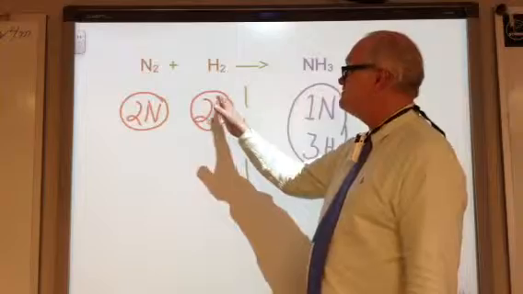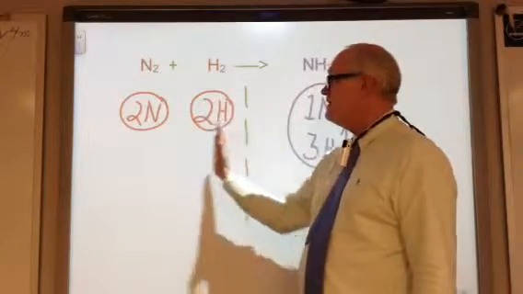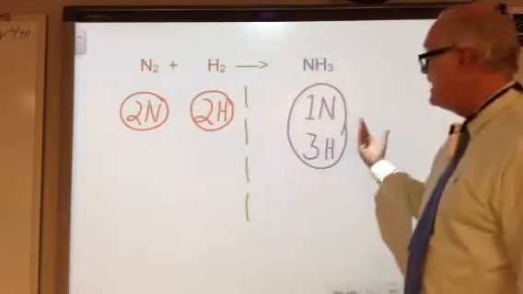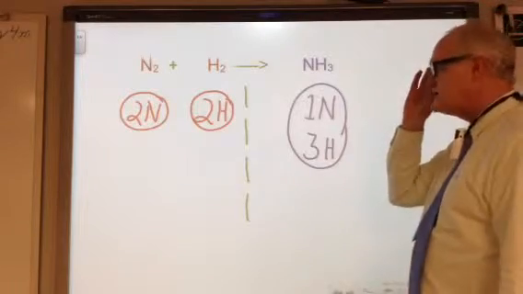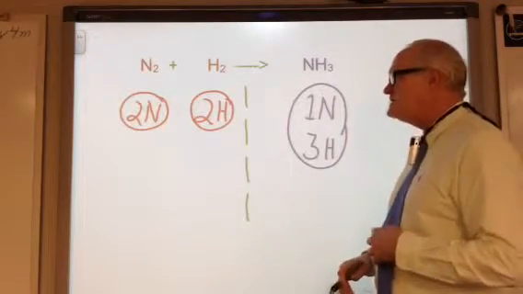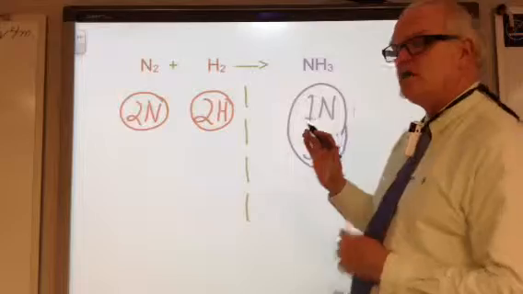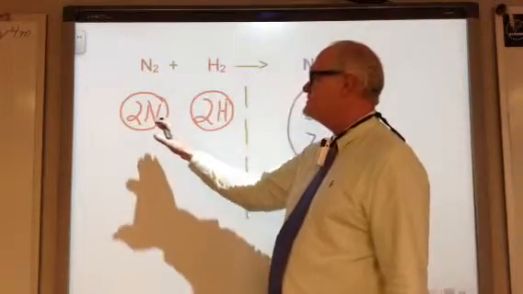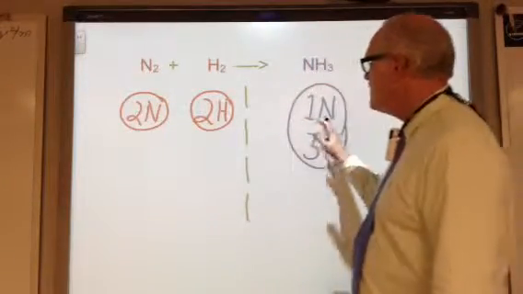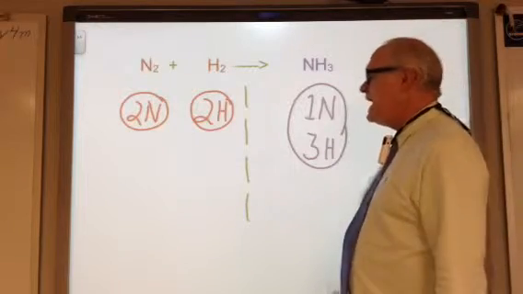And the same thing is true for hydrogen. We have 2 hydrogens over on the reactant side of our equation and 3 hydrogens on the product side. So we don't have a balanced chemical equation. We're going to look at each type of atom separately. First, nitrogen. 2 nitrogens there, 1 there. What can we do to balance them?